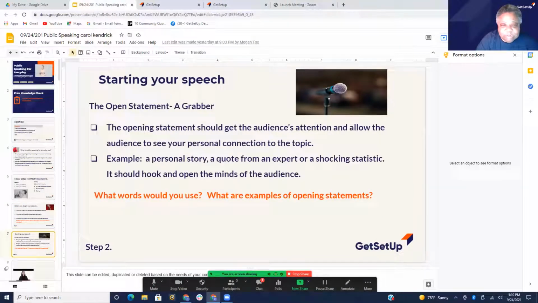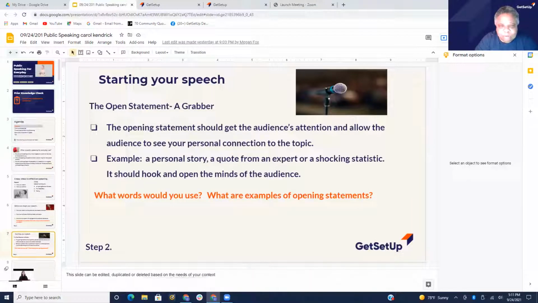Okay, so now step 2, and we're going to put all of this in action. You need an opening statement or a grabber, something to get people's attention. That's very important. The opening statement should get the audience's attention and allow the audience to see your personal connection to the topic. I'm speaking about farming because I'm a farmer. The audience then knows that you understand what you're talking about. So it's good for them to see your connection to the topic.